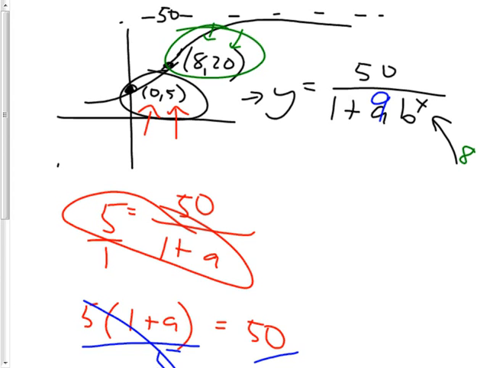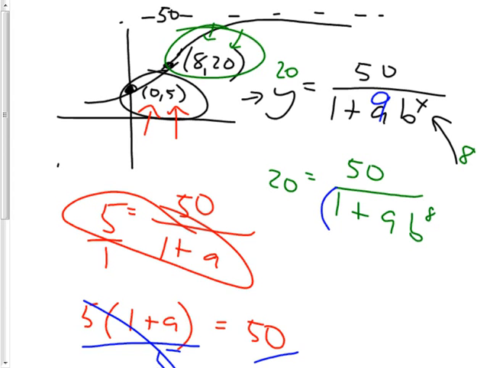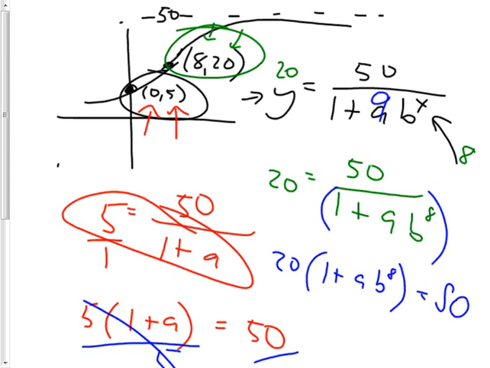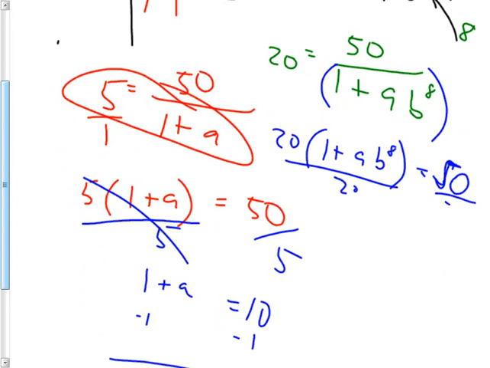All right, so if x is 8 and y is 20, I go 20 equals 50 over 1 plus 9b to the 8th. Then this part's in parentheses, so you'd be going 20 times 1 plus 9b to the 8th equals 50. Then I'm going to divide by 20 on both sides. And that cancels, and I have 1 plus 9b to the 8th is equal to 50/20ths, which reduces to 5 halves. Then I'm going to subtract 1 from both sides.